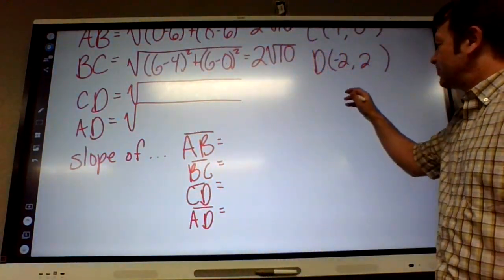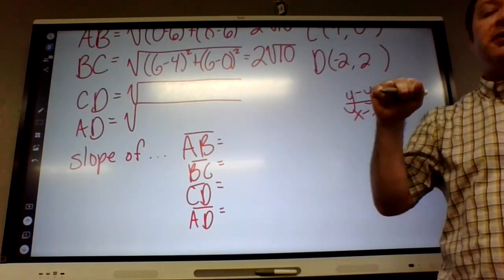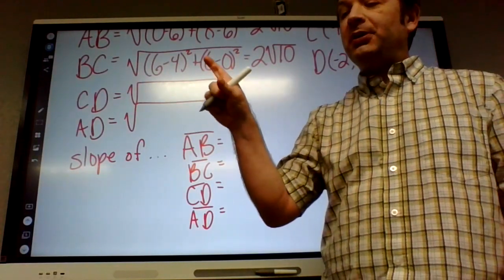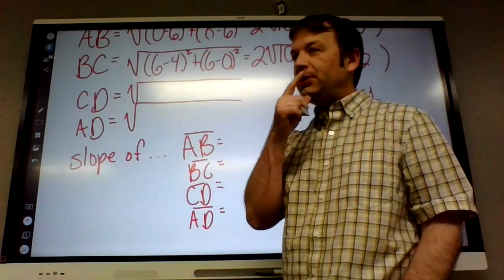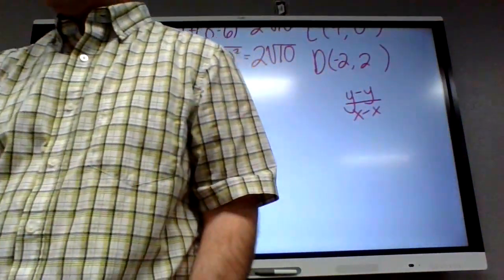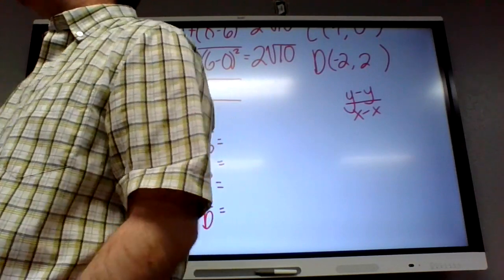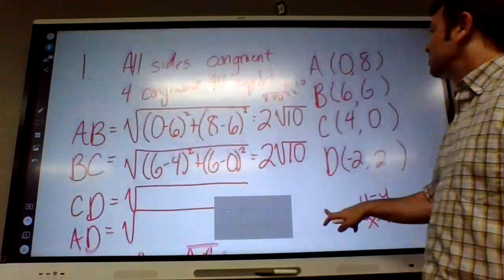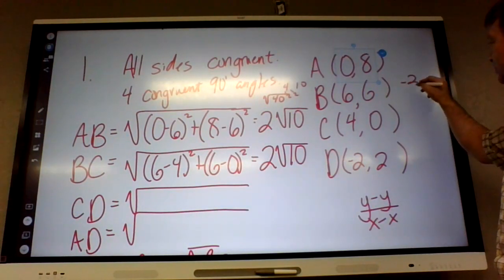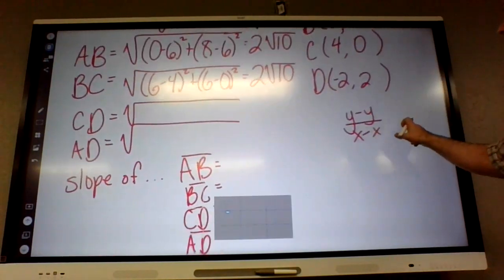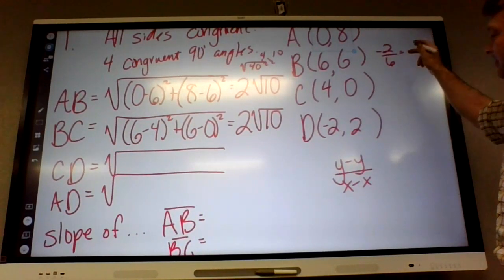Okay, you could use the slope formula, y minus y over x minus x, or you guys know the other way? You could count the rise and the run. So from A to B, what's the rise? -2. What's the run? 6. Yeah, it's going from 0 to 6. So the slope is -2 over 6, what's that equal to? -1/3.